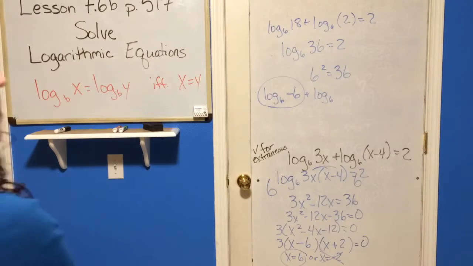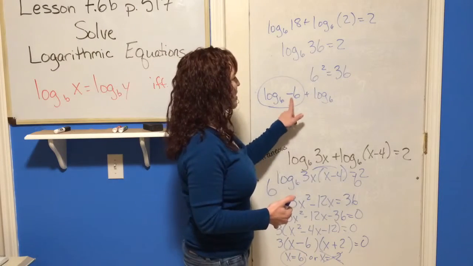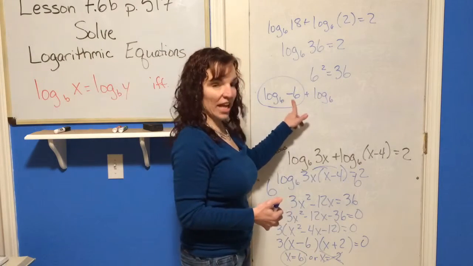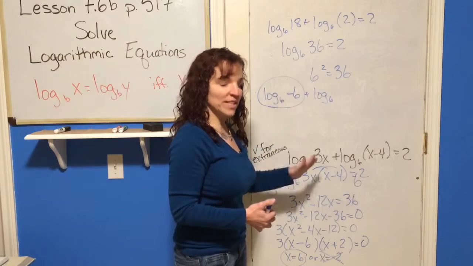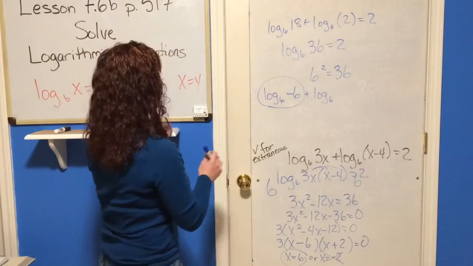So if you put your solution back in and you end up taking the log of a negative number, then it's extraneous and you can't use that. So x equals 6 is our only solution for this problem.